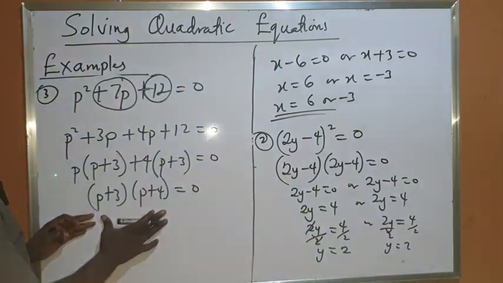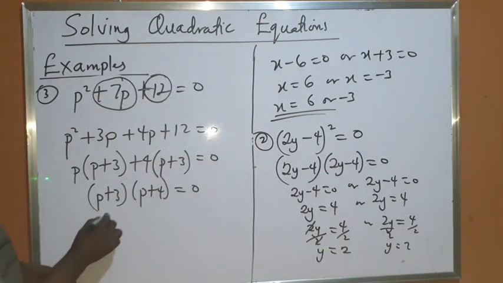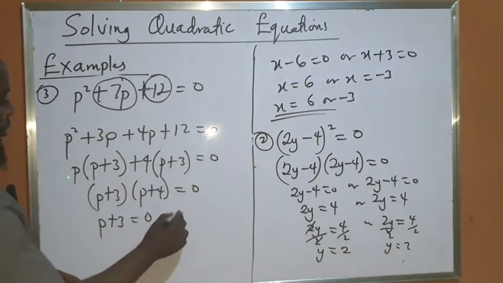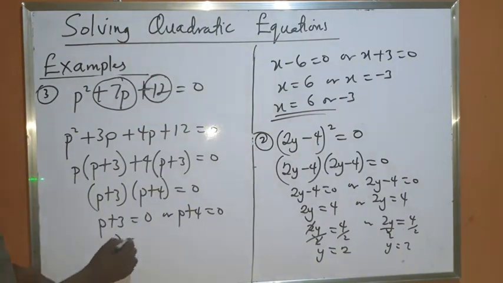You can see that this is now the form of the first example that we did. So we're saying that p plus 3 equals 0, or p plus 4 equals 0. So in this case, p equals what?